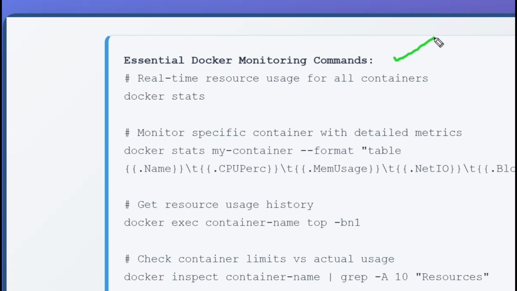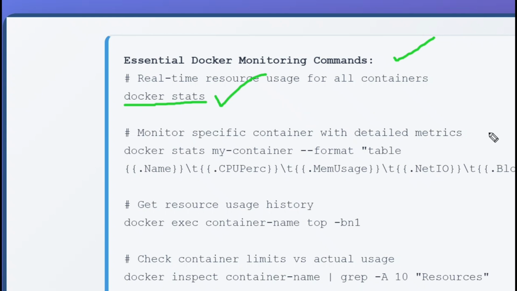Here are the built-in Docker tools. Docker has several built-in commands to monitor container performance in real time and historically. Here is one command to check the real-time resource usage for all containers: docker stats. It will show all the containers which are up and running, and the live status of the CPU and memory as well as the network bandwidth and disk input output for every running container.